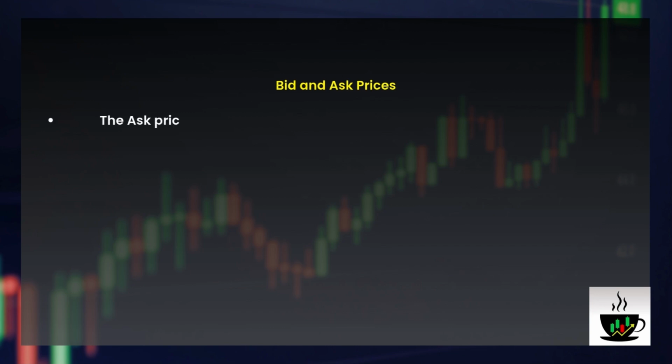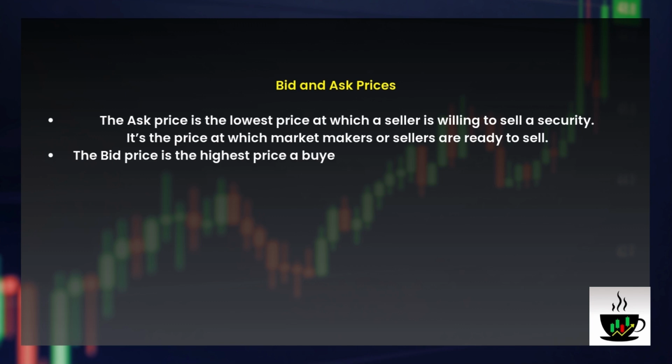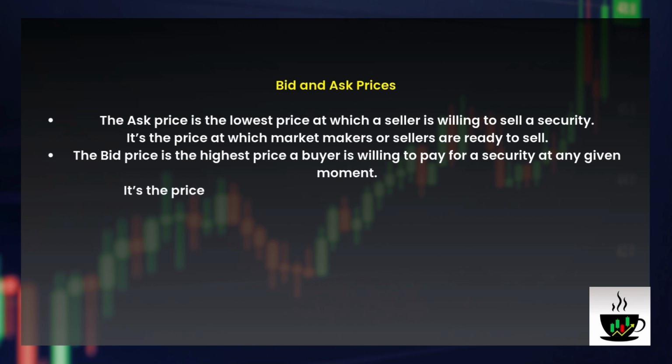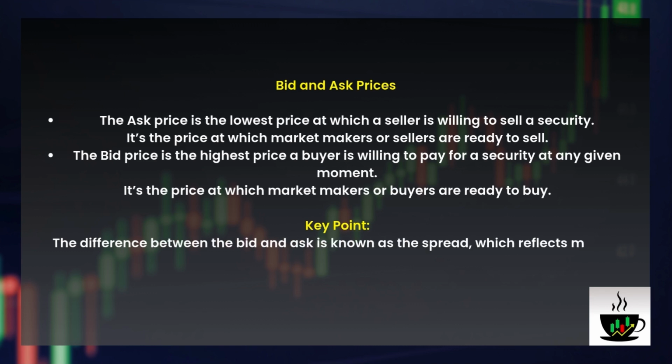Bid and ask prices. The ask price is the lowest price at which a seller is willing to sell a security. It's the price at which market makers or sellers are ready to sell. The bid price is the highest price a buyer is willing to pay for a security at any given moment. It's the price at which market makers or buyers are ready to buy. Key point: the difference between the bid and ask is known as the spread, which reflects market liquidity and transaction costs.